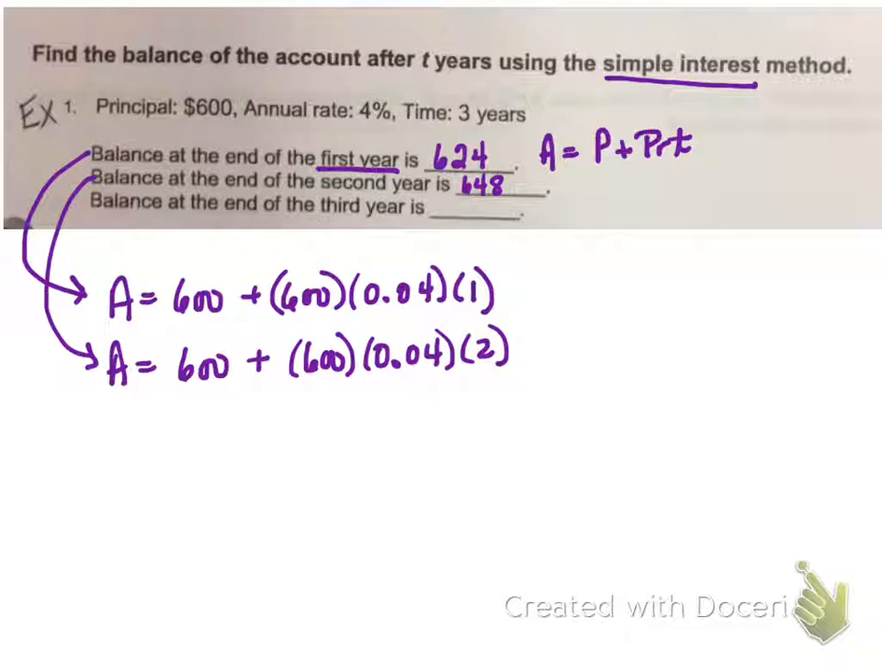Balance at the end of the second year. Balance at the end of the third year. I don't know. Y'all do 3. So now change that 2 to a 3 and tell me what your calculator says. 672. 672 even? Yes, ma'am. Okay.